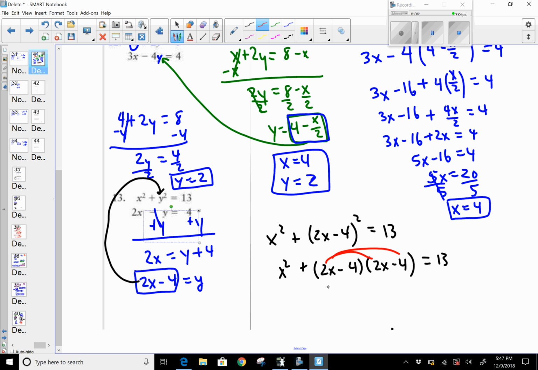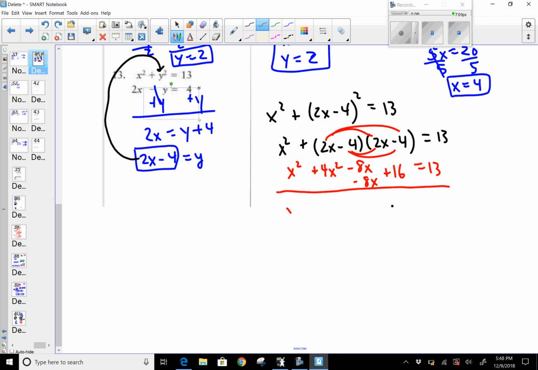I'm going to FOIL. So 2x times 2x gives me 4x squared. 2x times negative 4 gives me negative 8x. I'm going to do the same thing here. I get negative 8x. And then this last part is going to give me positive 16 equals 13. And I'm going to have an x squared right there. All right, so now I'm going to go ahead and combine like terms. So I get x squared plus, this is 1x squared plus 4x squared is 5x squared. Negative 8x is negative 16x. That plus 16 comes down is equal to 13.